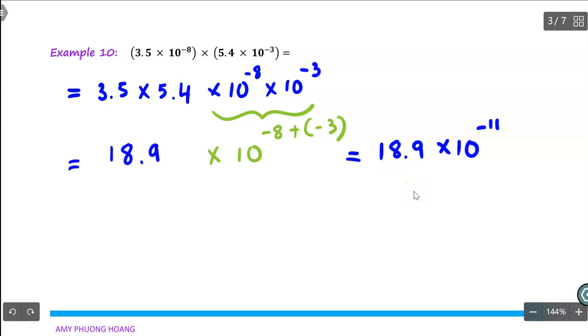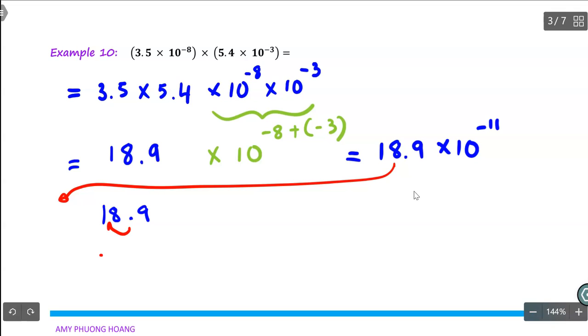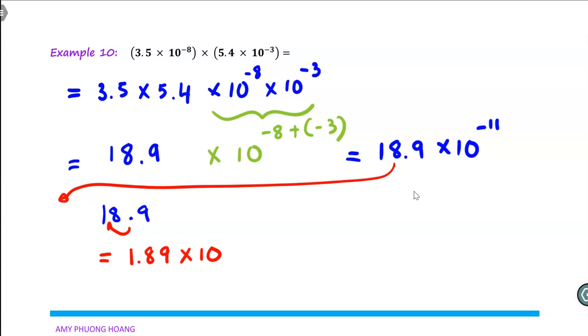So what I'm going to do is write 18.9 and move the decimal point to here. That means it will be 1.89 times 10 to the exponent 1, right? Because you are moving it to the left.